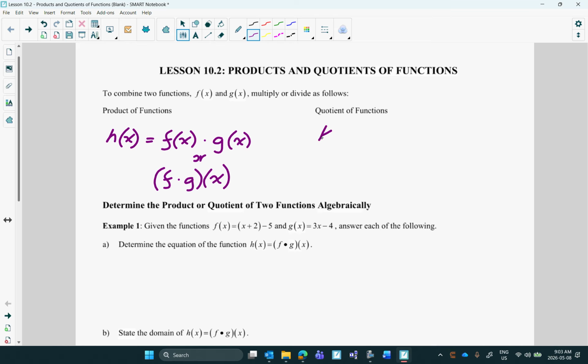For division, we would take f of x divided by g of x, or it would look like f over g of x. With division, one important thing to add: I can do the division as long as g of x is not 0, because we can never divide by 0. Okay?